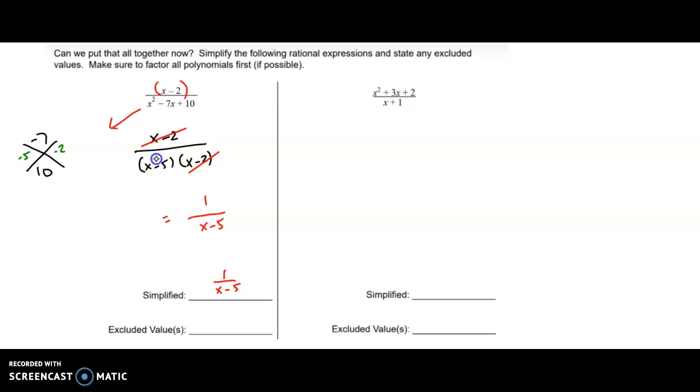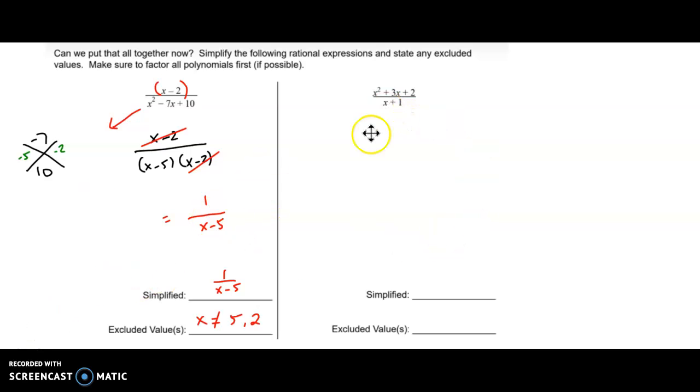The excluded values, I'm going to take from here the x minus 5 and x minus 2, right? And what x cannot be would be 5 and positive 2. Okay. All right.